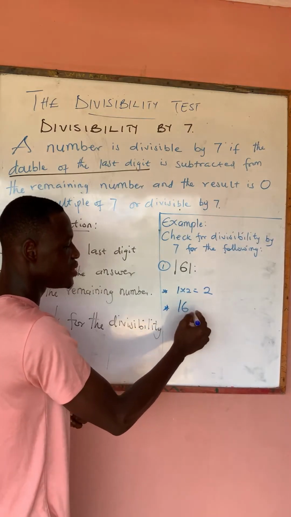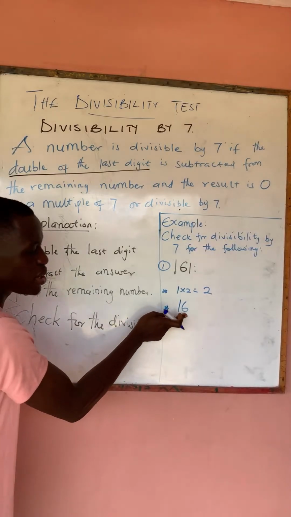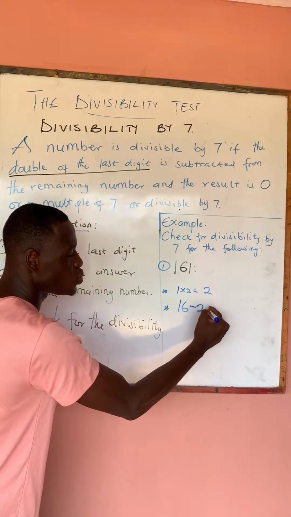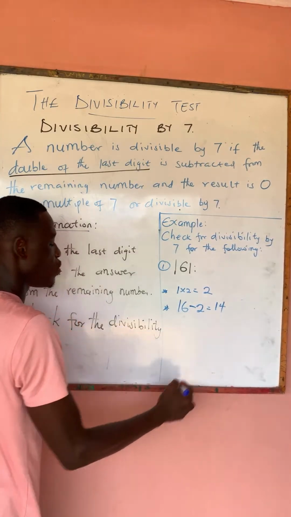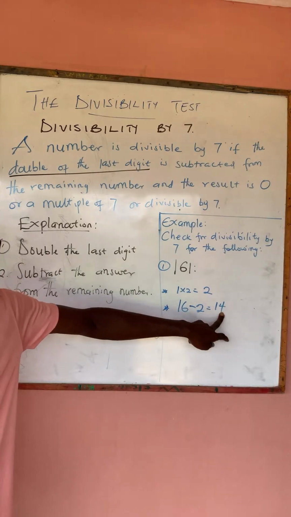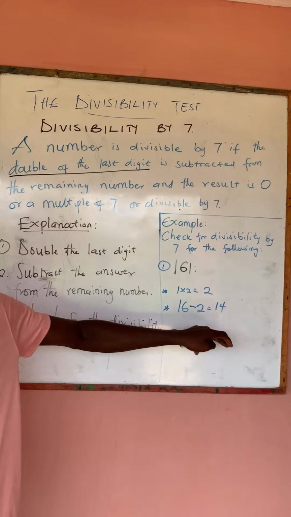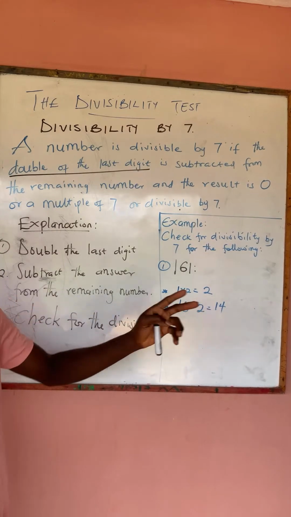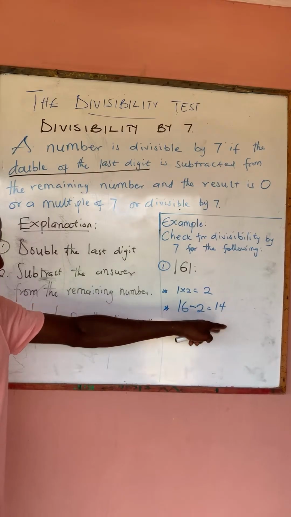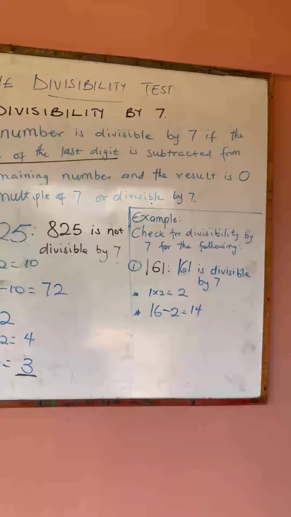Then you subtract the result from the remaining number. So you subtract the 2 from 16, to get 16 minus 2, which is equal to 14. Now you check if this answer is a multiple of 7. Is 14 a multiple of 7? Yes, 14 is a multiple of 7. Because 14 is a multiple of 7, we now conclude that 161.